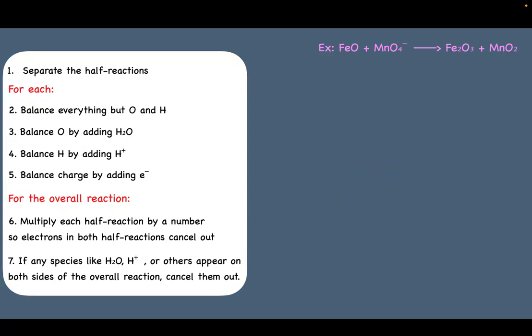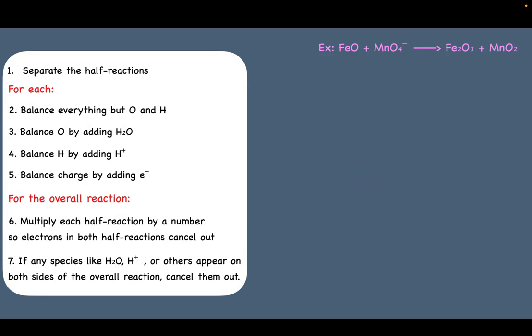That's why you have to follow certain steps to do that. So here I have all the steps that you need to follow in order to do the balancing, but I'm going to show you all these steps in an example. So my example is FeO plus MnO4 minus going to Fe2O3 plus MnO2. To start the balancing, the first thing we have to do is separate the half reactions.